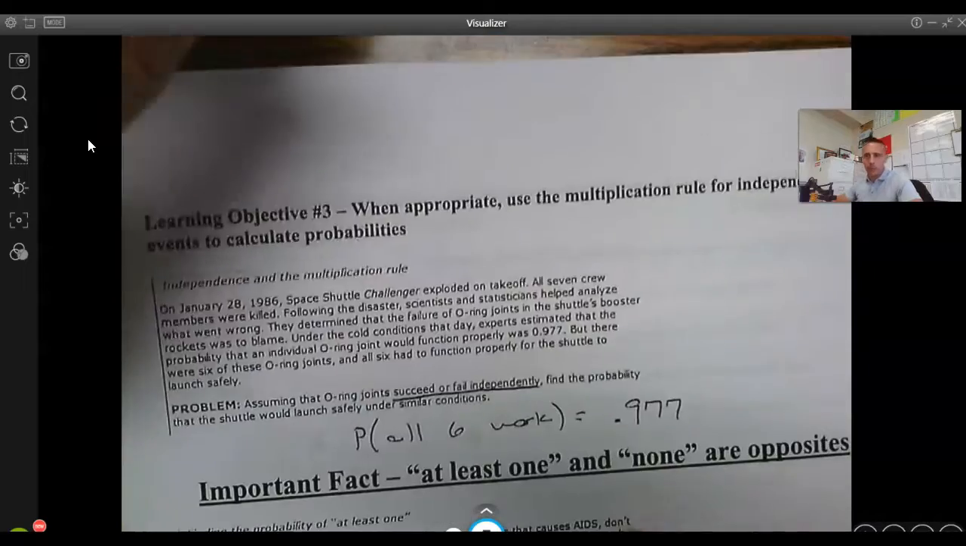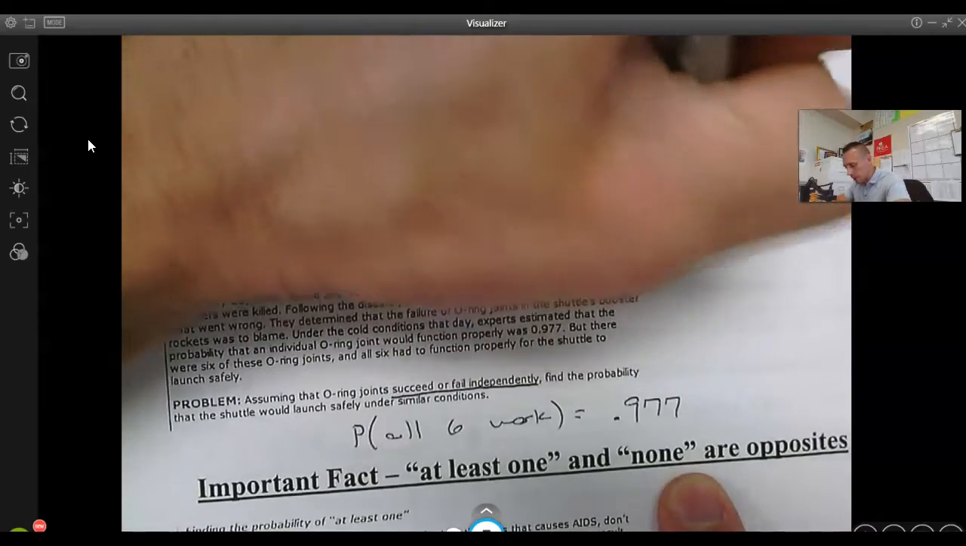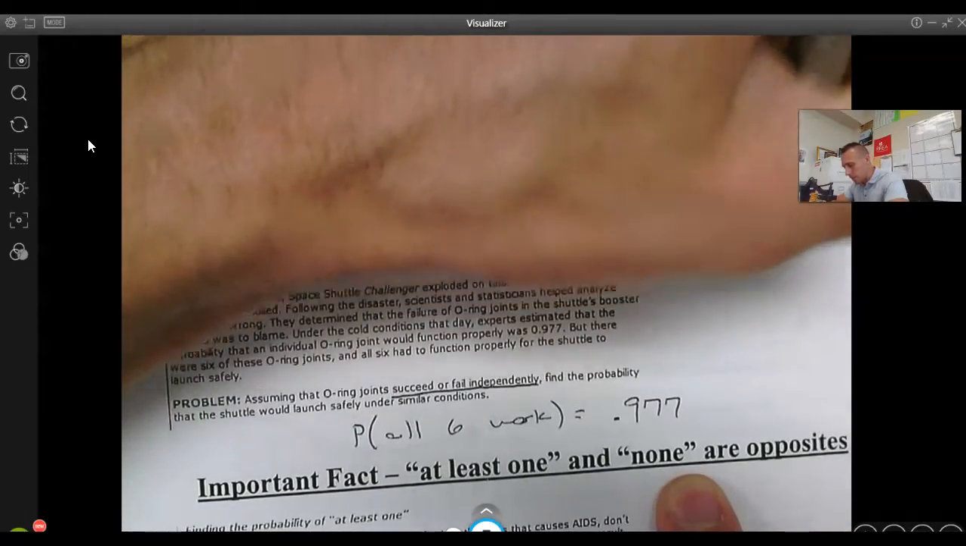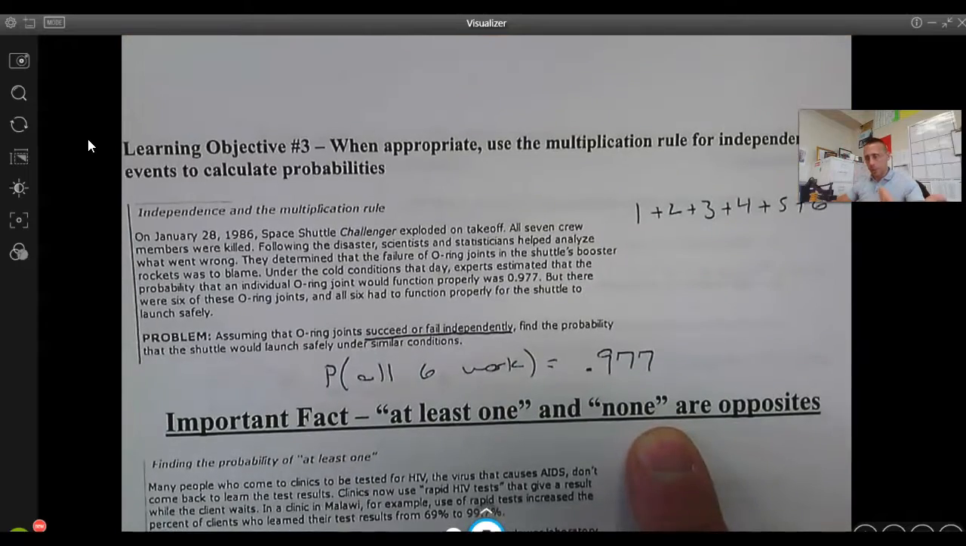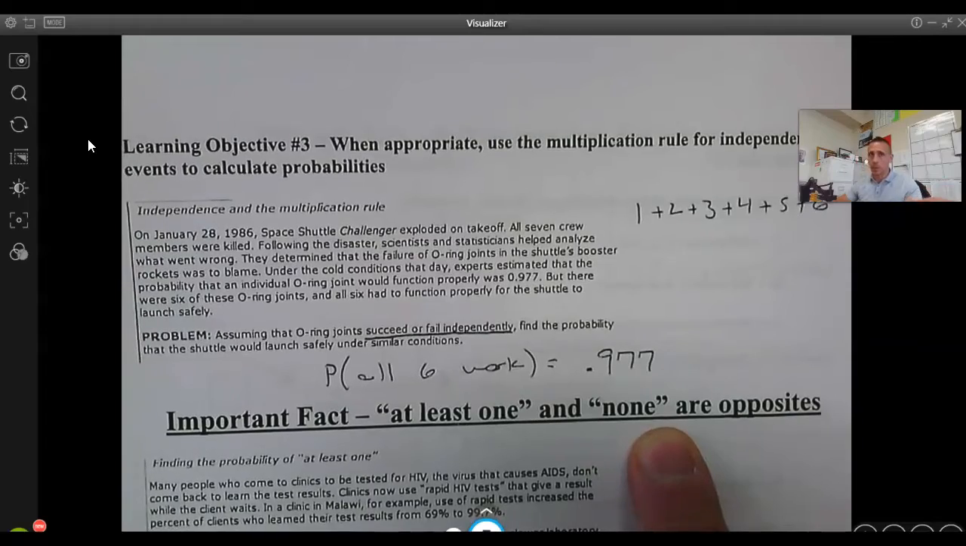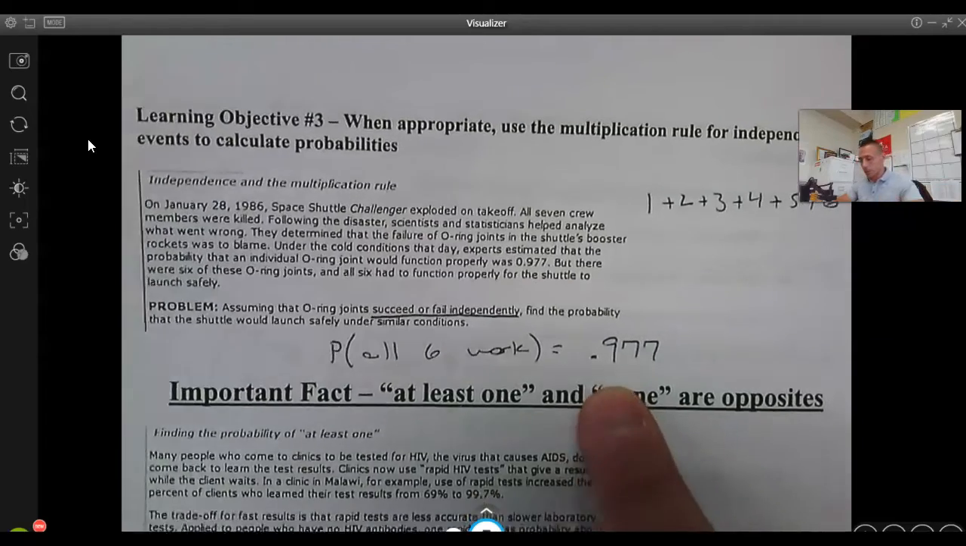But really what I'm finding is the probability the first one works, and the second, and the third, and the fourth, and the fifth, and the 6th. And we know if events are independent, we can multiply the probability of A and B. The probability of A times the probability of B gives me the probability of A and B. So I can just multiply.